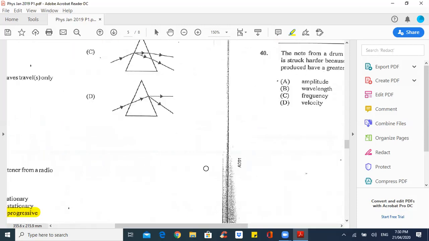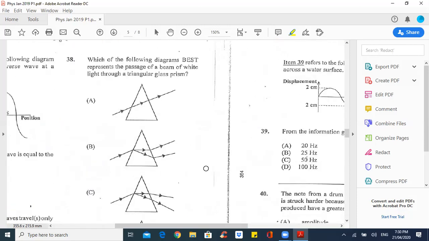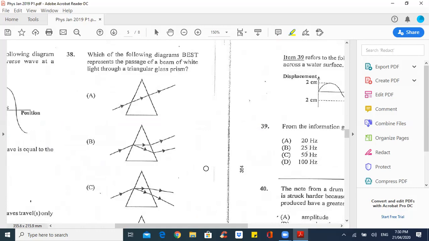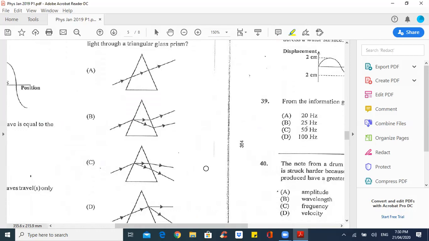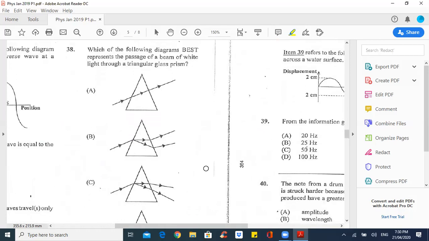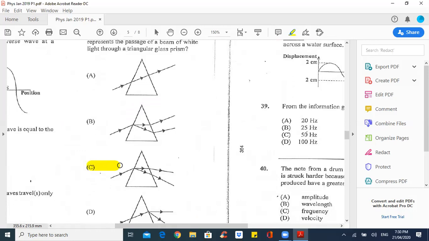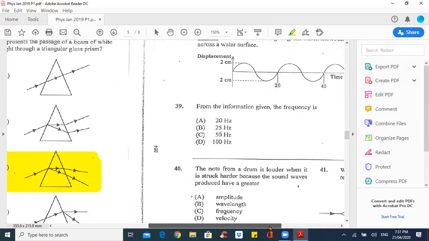Number 38 here, they said which of the following diagrams best represents the passage of a beam of light through a triangular prism which is split up. So that means number 38, your answer is C, with the top part having the ray that is longest. Nice. So C is the answer.